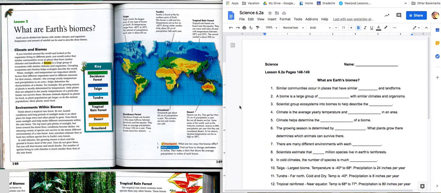Okay, so you're over here, I wrote down climate helps determine, I wrote down the word plants of a biome, because in my mind, it's gonna get there. You could write the word characteristic, either one works, guys. That goes along with it. The growing season is determined by temperature. Only plants that are adapted to the yearly temperature of a particular biome can survive there. Because animals depend on plants for food, as plant population gets larger, so do the animal population. More plants equals more food.